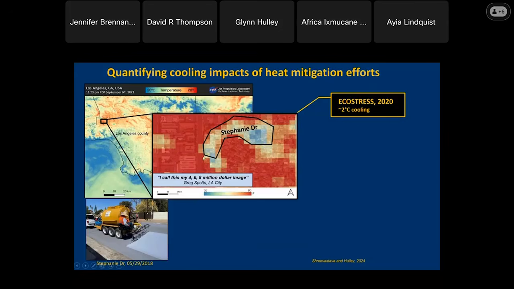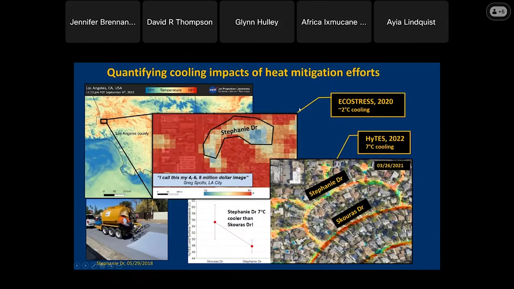ECOSTRESS demonstrated this really nice image where we could see a distinctive cooling along Stephanie Drive, which is this sort of circular street within the San Fernando Valley. And this image was, in fact, used a lot by the city to solicit more funding from California state, but also federal funding to expand and improve these cool pavement projects across the LA County basin.